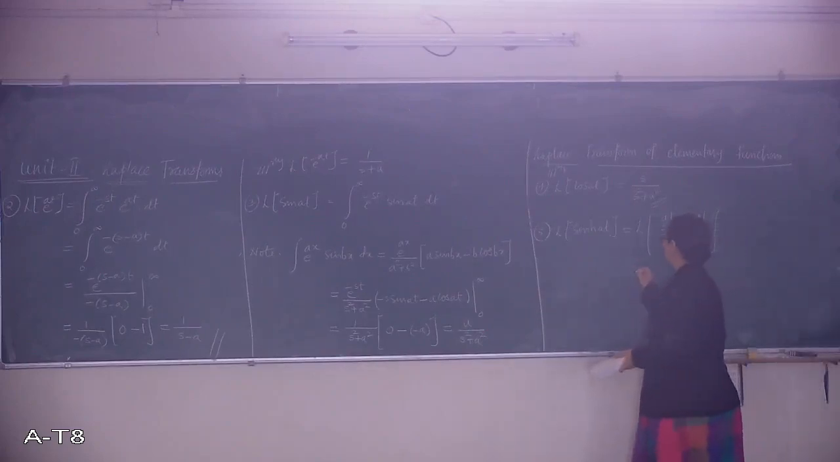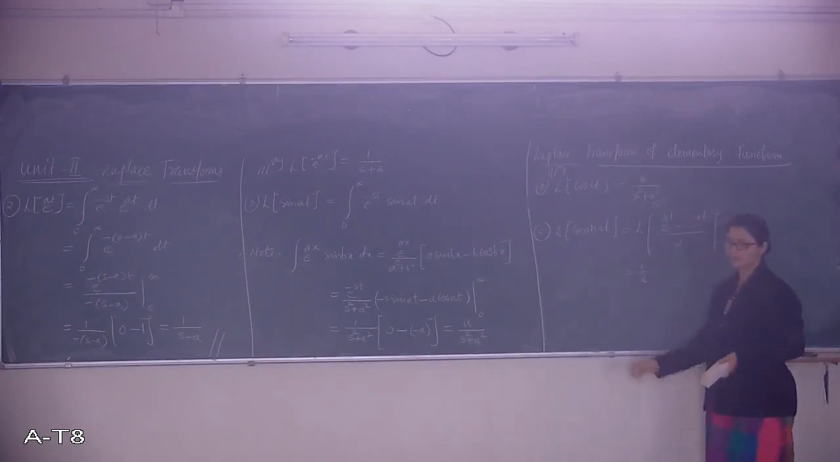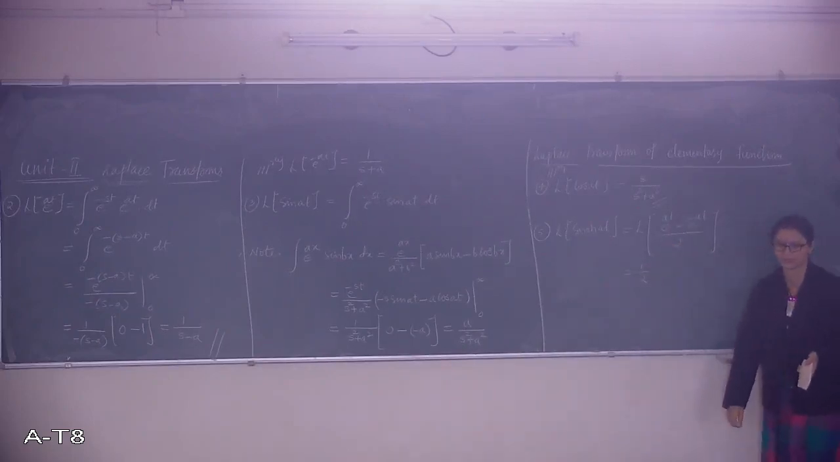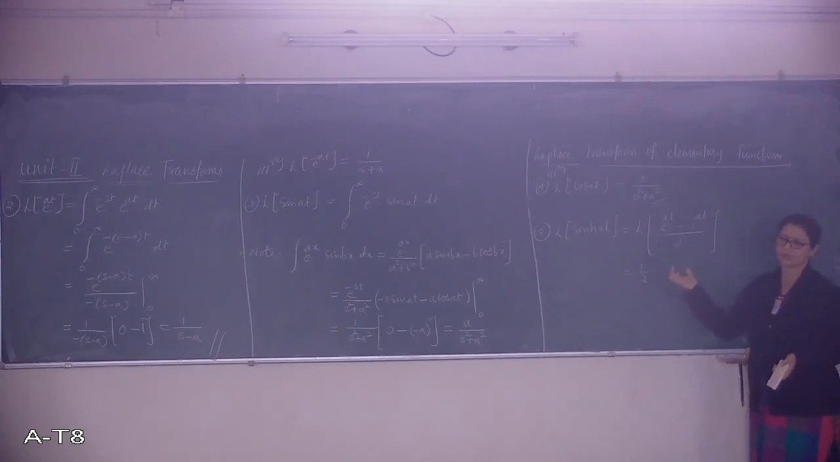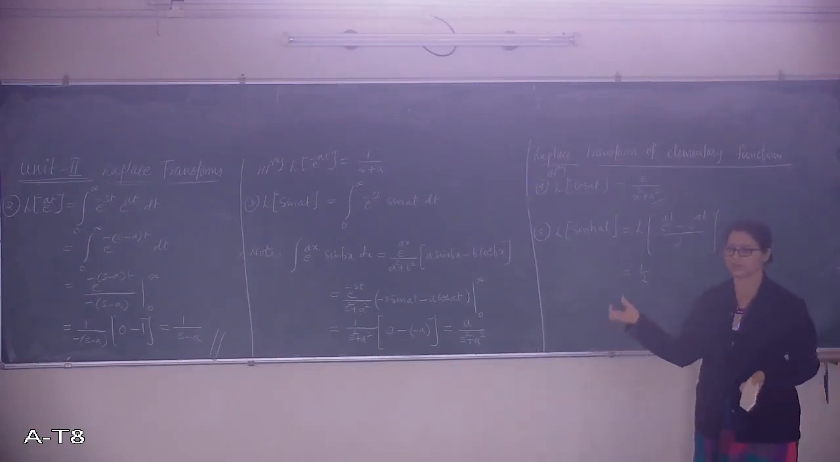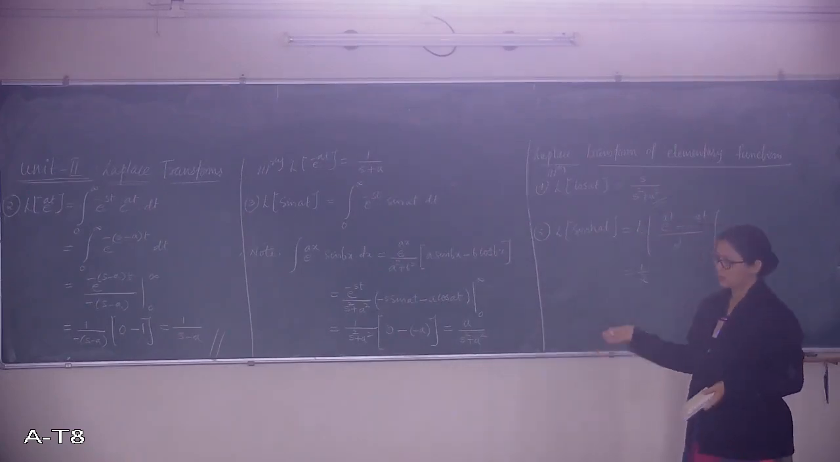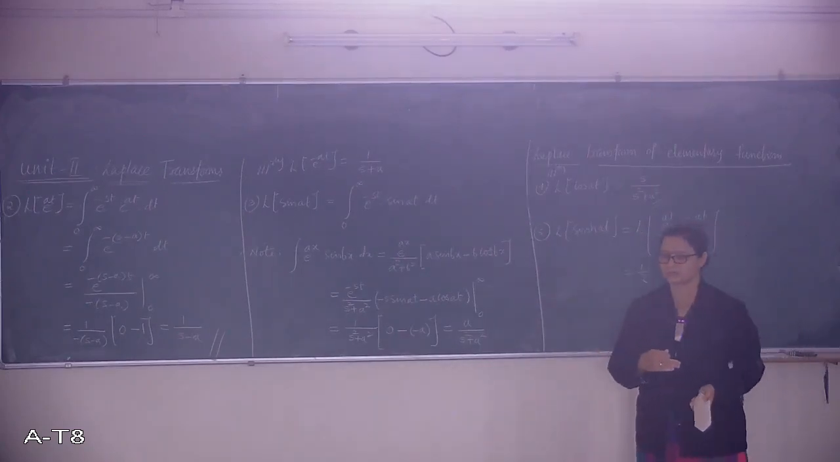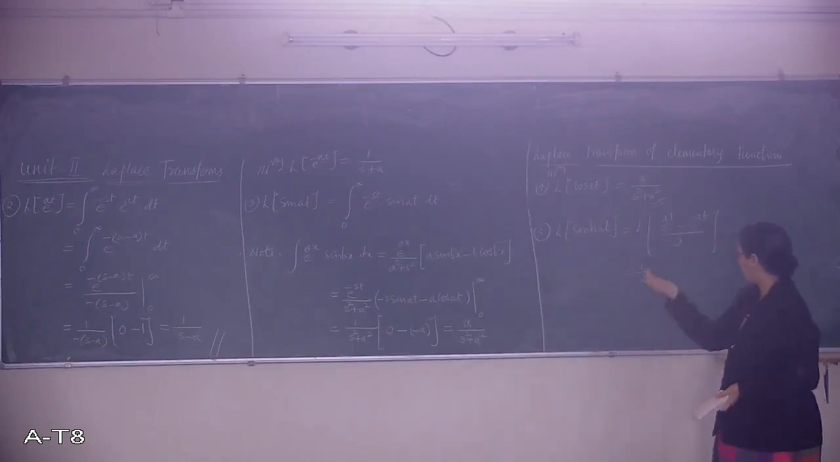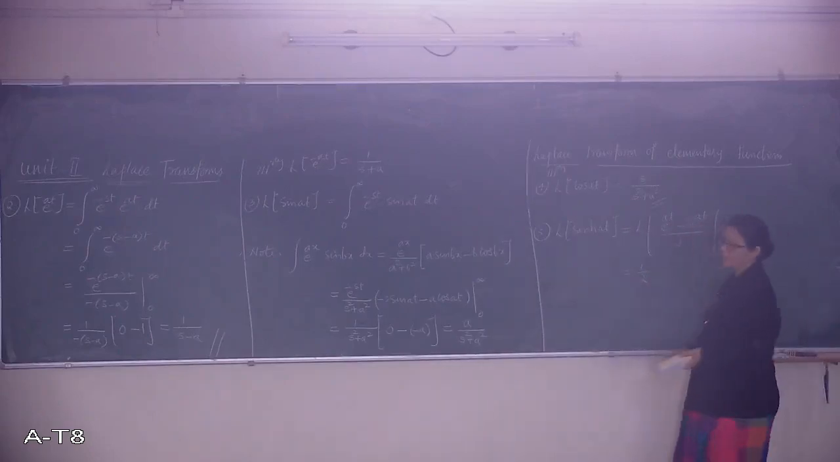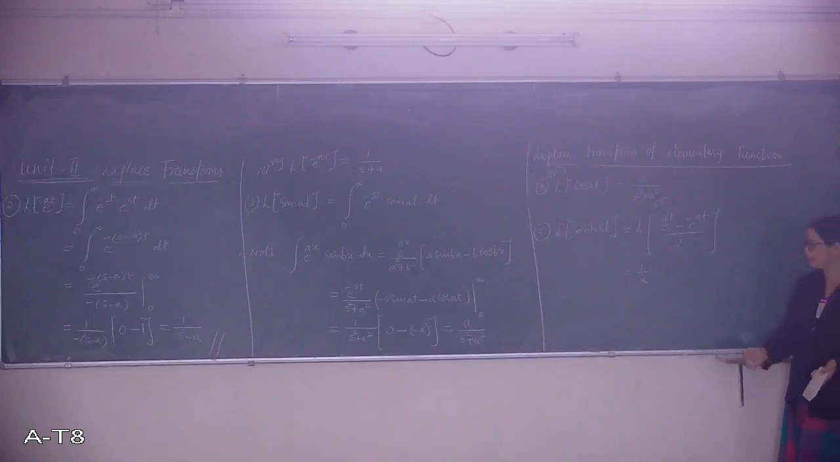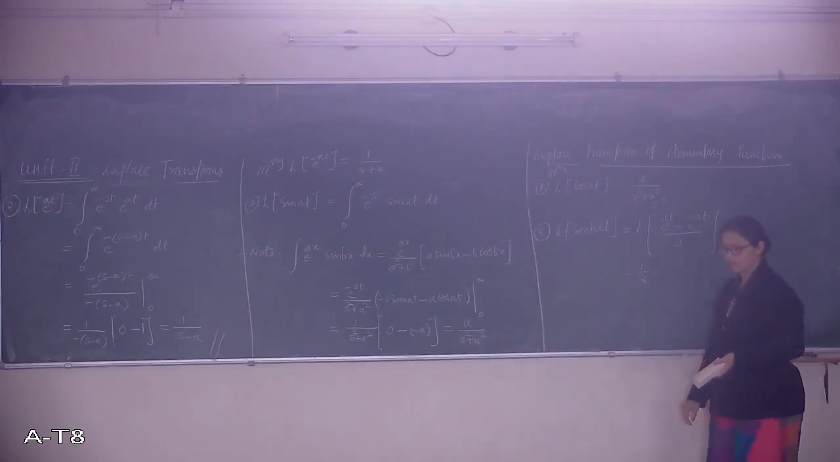So it is equal to 1 by 2. Again you can make use of the linearity property here. If there is any function f of t which is associated with some constant, in that case we go for the linearity property. How? By taking that constant outside and applying the transform only to the function f of t, right? So here 1 by 2 will be taken out by applying the linearity property.